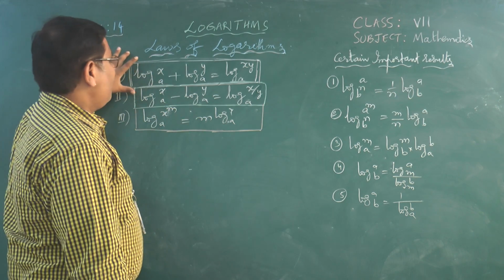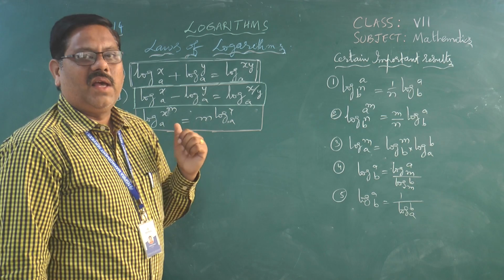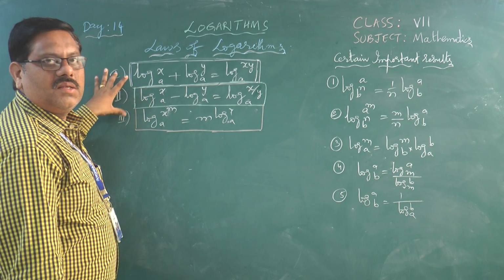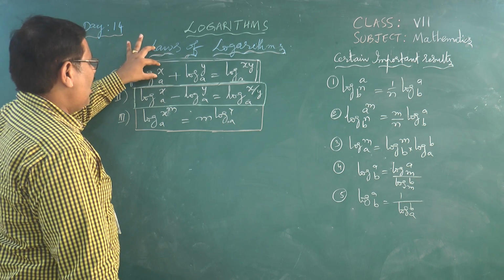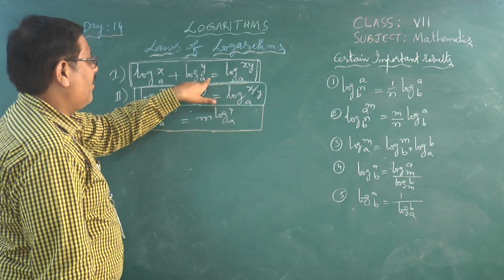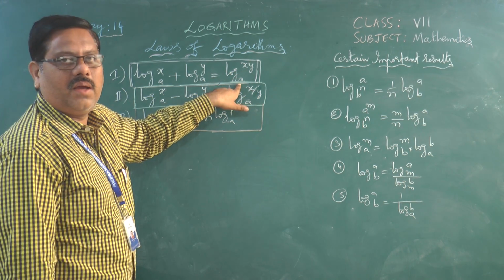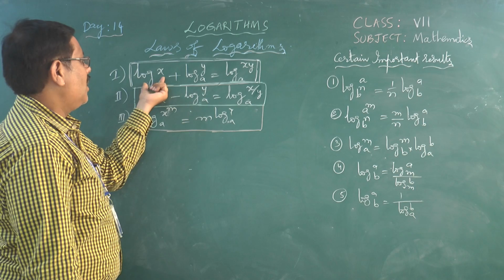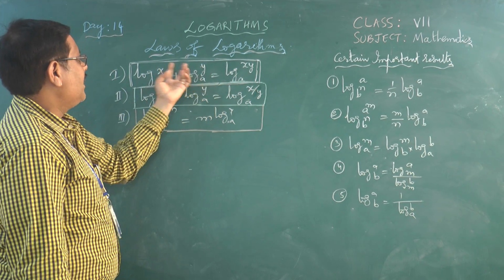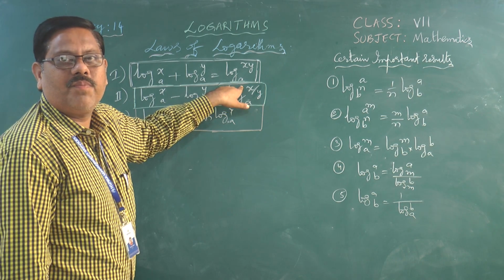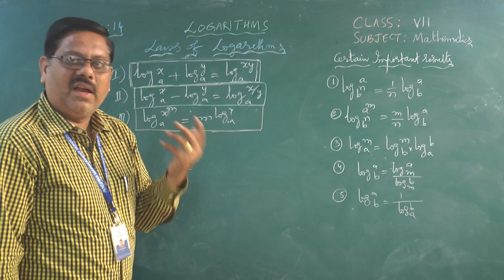Now we have three very important laws of logarithm. They are said to be the first law, second law, third law. The first law is log x base a plus log y base a is equal to log xy to the base a. Okay, whenever you are summing up two logs with the same basis, we can write it as a single log by multiplying the arguments to the same base. Okay, this is the first law, and this law is said to be law of addition.